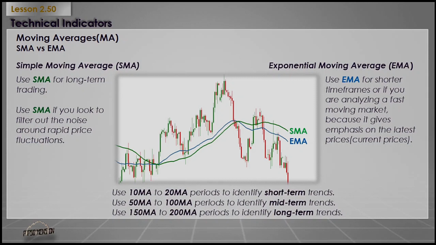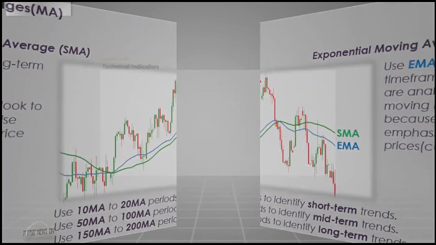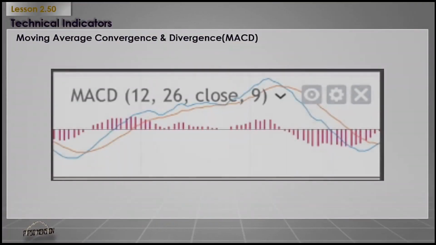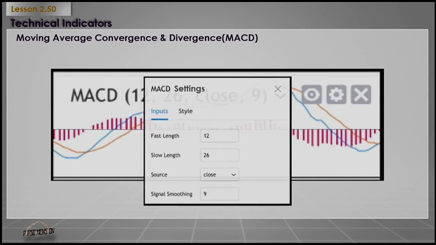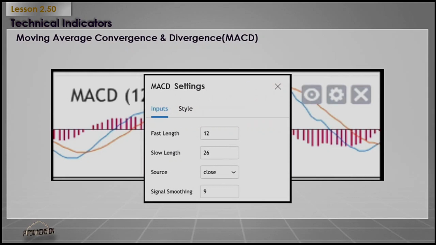Now, let us discuss the MACD indicator. MACD stands for Moving Average Convergence Divergence. The default formula of MACD is stated as it is in this example: MACD 12, 26, close, 9. I'm going to explain that. And after you understand what those figures stand for, you can make changes in the settings to suit your own trading system.